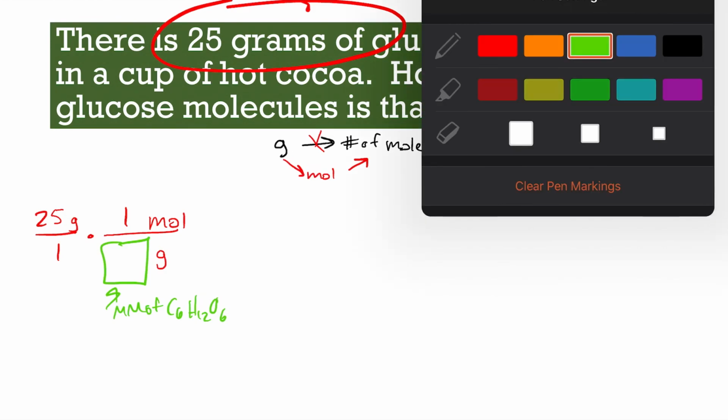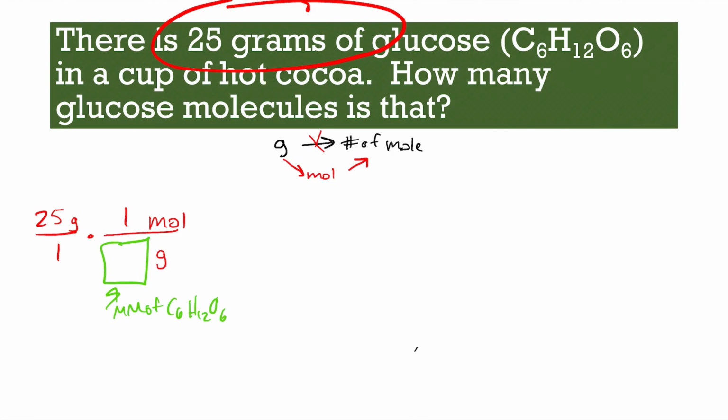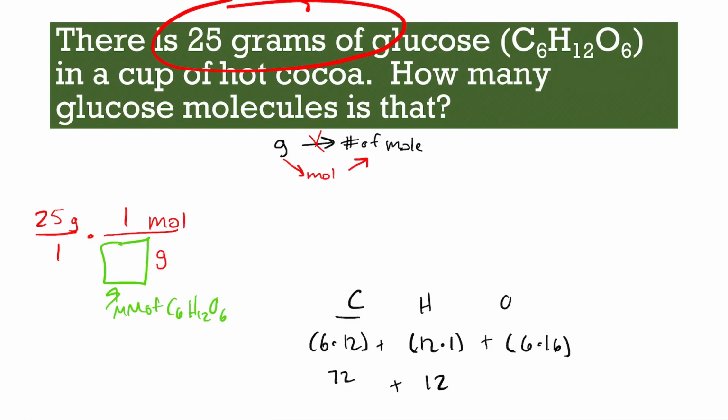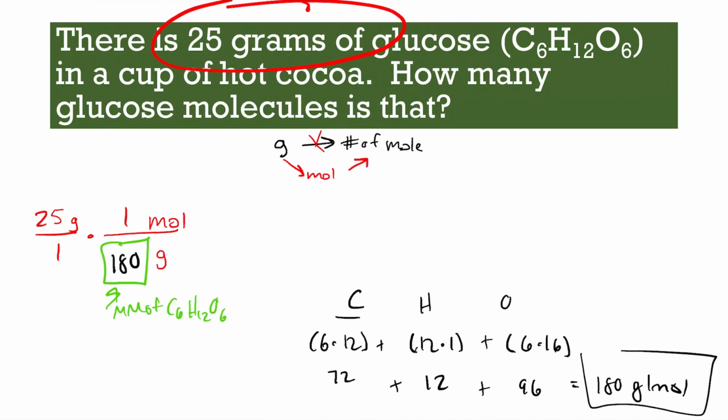So let's go ahead and calculate that. We have C, H, O, 6 C's, each of which is 12. 6 times 12 is 72. Plus our H's, we have 12 of them. Each is 1. 12 times 1 is 12. Plus our oxygens, we got 6 of them. Each has a mass of 16. 6 times 16 is 96. 72 plus 12 plus 96 is 180 grams per mole. Okay, so that goes right there, 180 grams per mole.